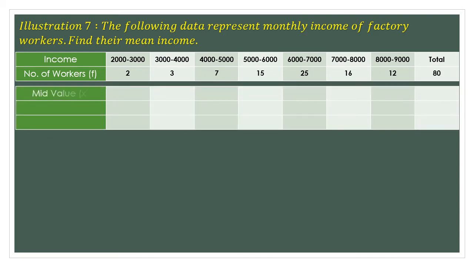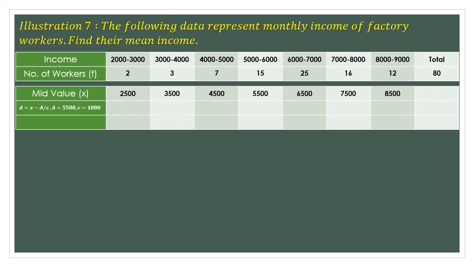Next, we start with the mid values. I will explain how I have taken the values of d here once I write down the mid values. The mid value for the first class is 2000 plus 3000 divided by 2, that is 2500. Then 3000 plus 4000 divided by 2, 3500. Respectively, I get all the mid values of the classes.